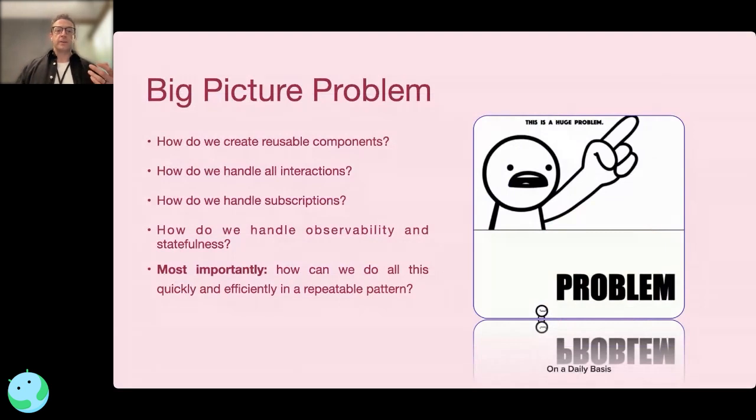And so the problem becomes how are we creating these reusable components? How do we handle interactions, subscriptions, observability, and statefulness? And then as a platform engineer, how do we handle all of this quickly and efficiently in a repeatable pattern? A quick note that it becomes this big problem when you think of it in a more complex app, where migrating a single surface is relatively straightforward. Regardless of the scope of work, platform components can be changed to work with GraphQL paradigms, and Apollo Kotlin does a lot of that heavy lifting, which is why the library is so nice.